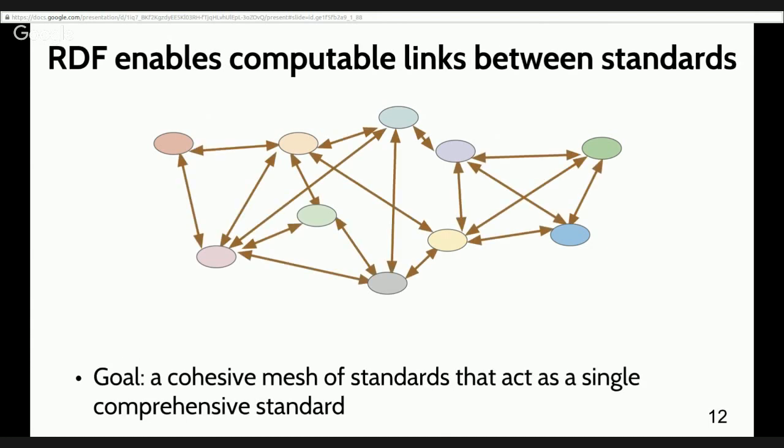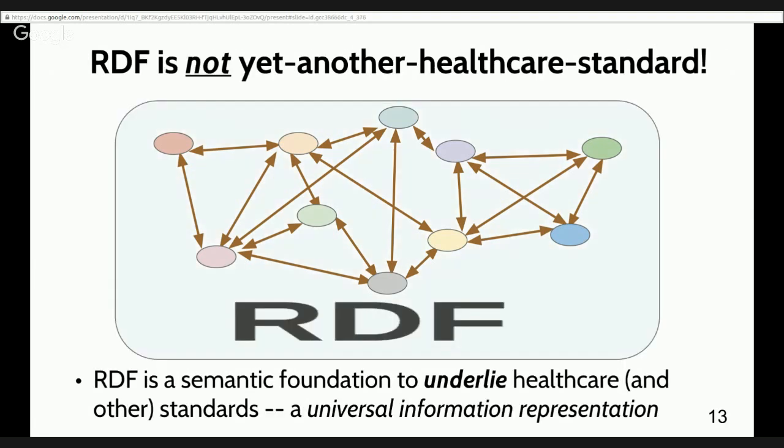So what we want to do here is use RDF. Instead of having one massive Uber standard, which would be impossible to maintain and impossible to reach in any finite amount of time, we still have a number of standards, but they act as a cohesive mesh of standards that give you the appearance of a single comprehensive standard. So that's what we are setting out to achieve here. And that's what RDF enables us to do.